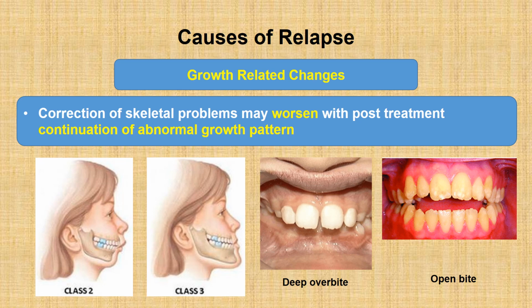The other cause of relapse is growth-related changes. Any correction of skeletal problems may relapse with post-treatment continuation of an abnormal growth pattern. In other words, if a Class 2 is corrected and an unfavorable growth pattern is still occurring, then the Class 2 malocclusion will re-establish itself, and this applies for a deep overbite as well as an open bite.